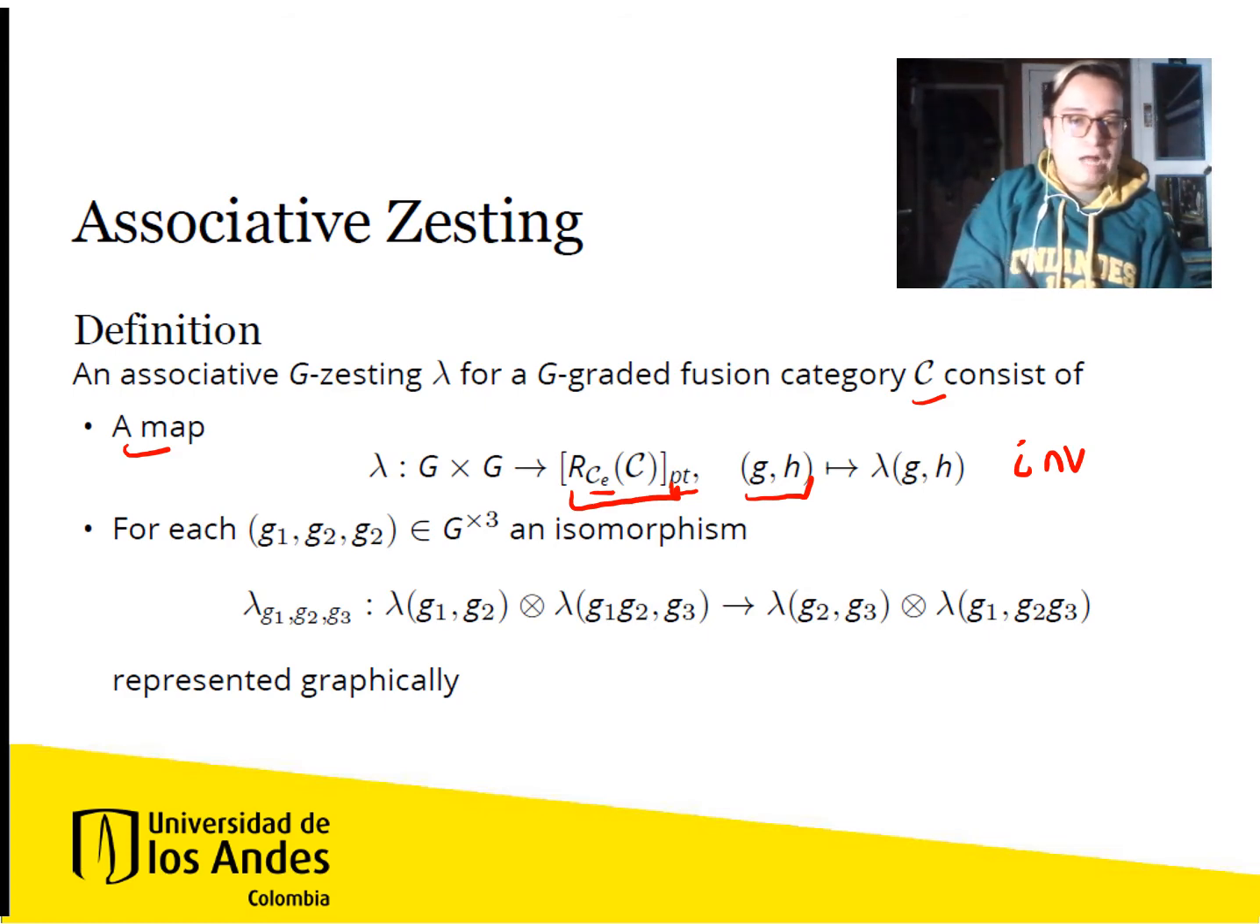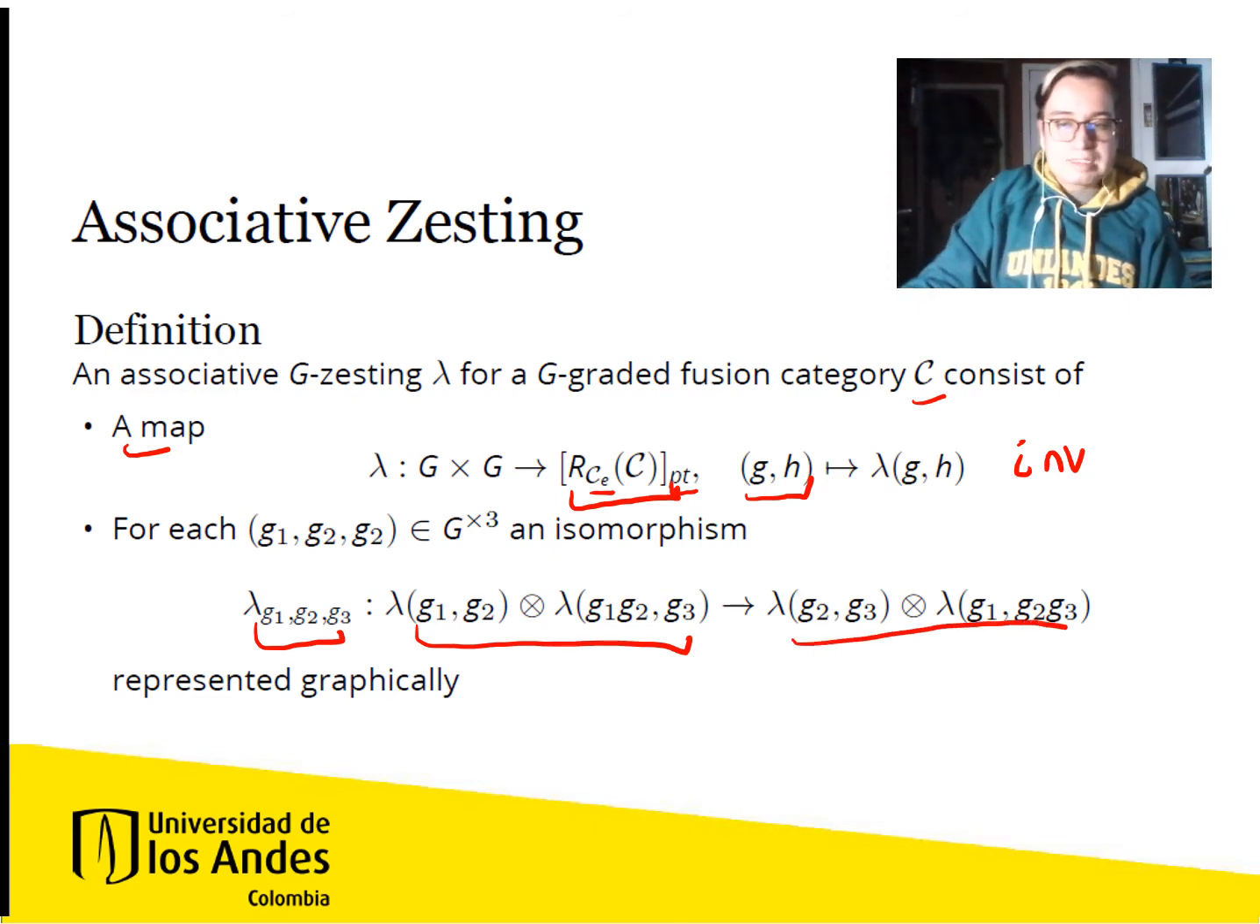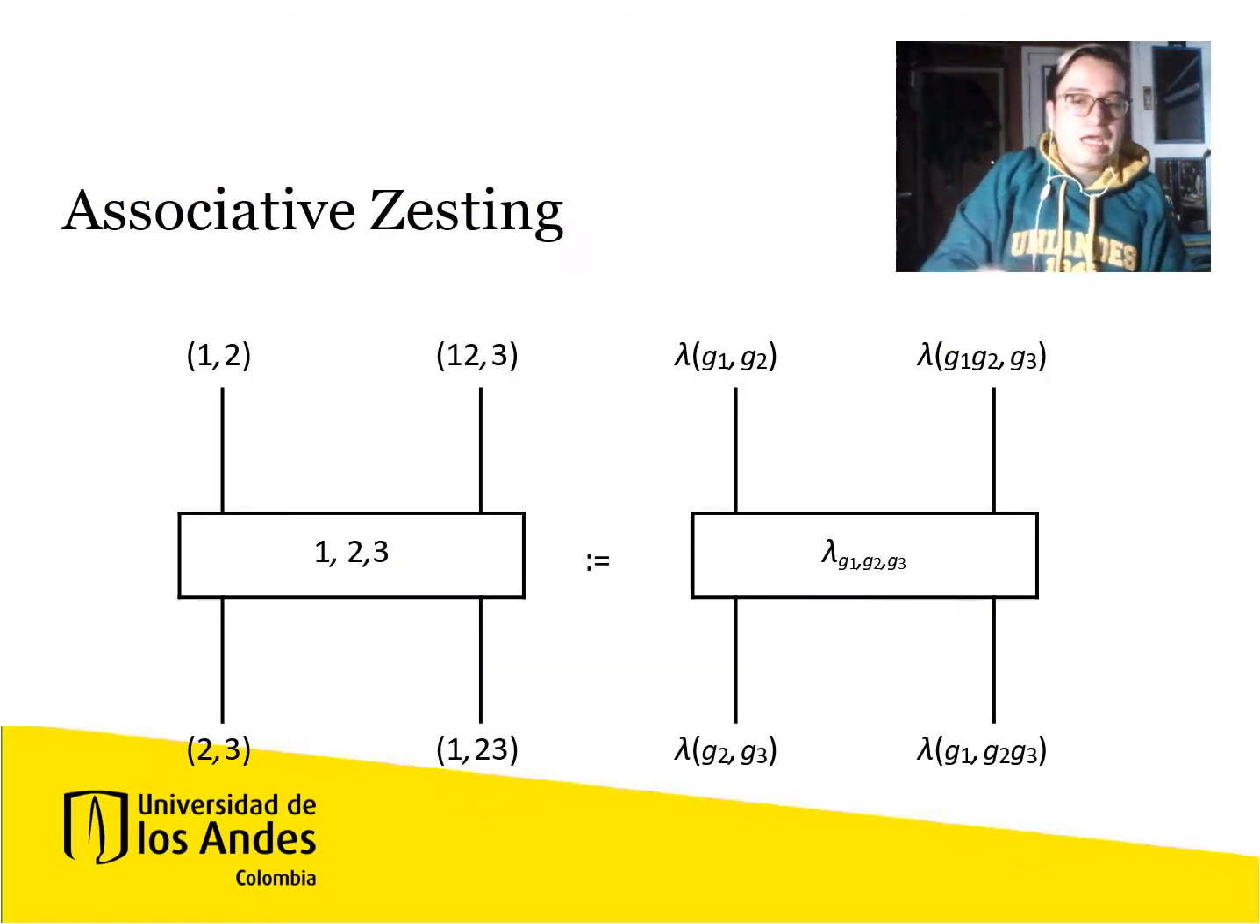Also, I will need a two-cocycle that is an isomorphism of these two assignations of lambda, and I will use some graphical calculus to represent it. I will represent by this diagram the way that my isomorphism lambda acts, going from these labels to these labels.